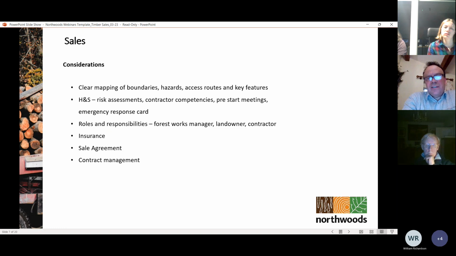You should provide your contractor with all the necessary information so that he can do his own risk assessment, safe systems of work. You would want to check, or your manager should check, that the contractor competencies are there. So do the operators have the right certificates for the machines they're operating? You should have a pre-commencement meeting where you effectively hand the site over to them. And at that point, you would ask the contractor or the Forest Works manager to produce an emergency response card so that if there is an accident, the route to the site or the point at which first aid or the emergency vehicles can get to is correctly identified.